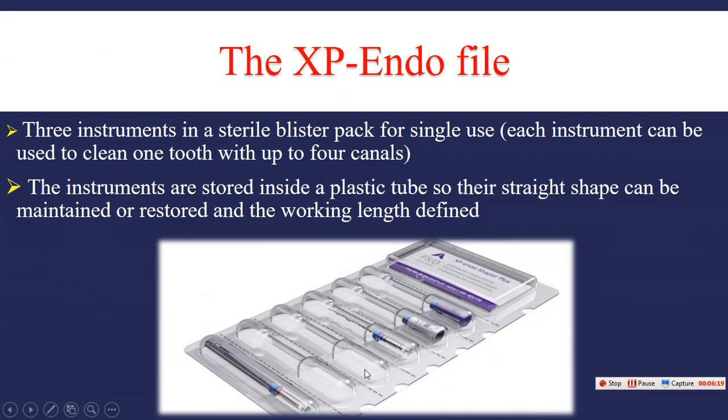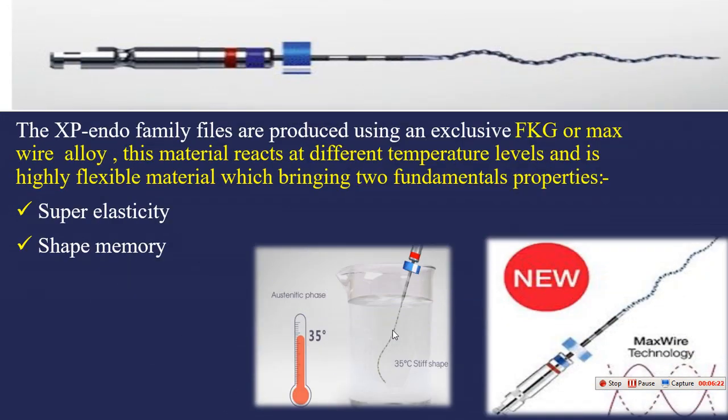Remember, this is the package of the instrument, inside the plastic tube. When comparing the XP Endo family with standard NiTi instruments, these instruments are made from FKG material or MaxWire alloy. This material reacts at different body temperatures and gives two properties, super elasticity and shape memory. As we know, the nickel titanium instrument is flexible. Their flexibility comes from the nickel titanium component. The nickel titanium component in standard NiTi instruments is about 54 to 56. This is the component making the instrument more flexible.